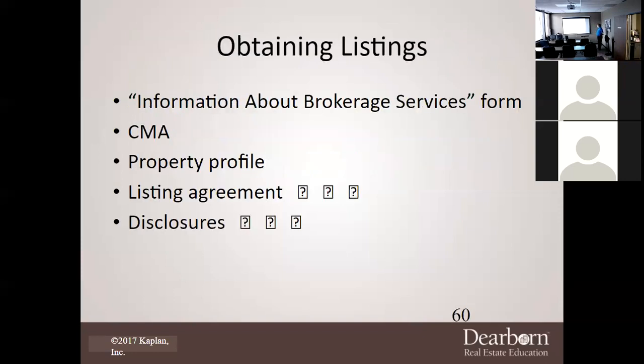Now, again, when obtaining listings, of course, you're going to have the information about brokerage services form, which is required, it's mandatory. In regards to the CMA, there also has to be a CMA done. There needs to be a property profile, a listing agreement, and any disclosures. These are your bare bones of getting a listing.